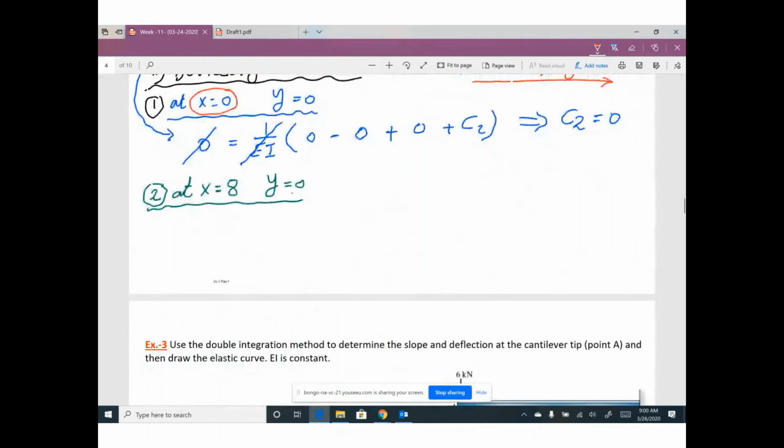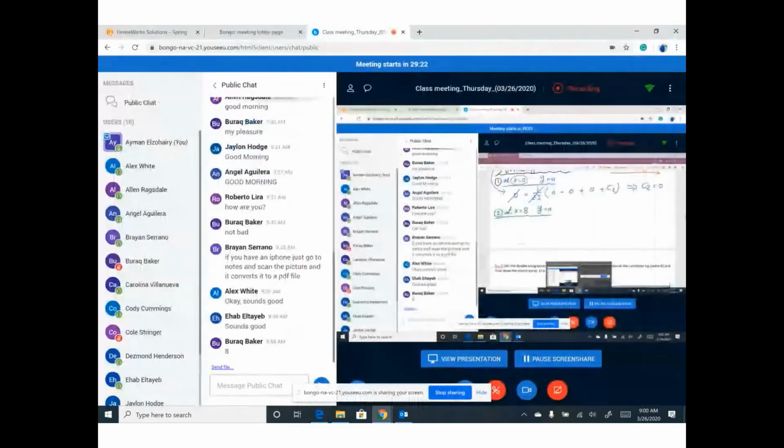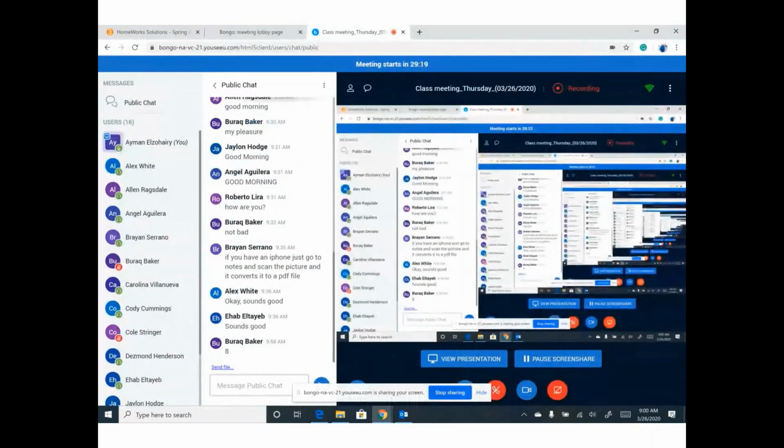If you have fixed. Any question for this point? Because this point is very important. Any questions? Any question for this point?